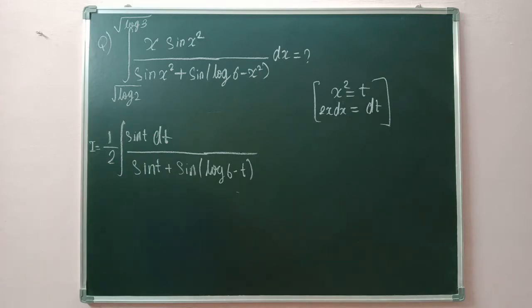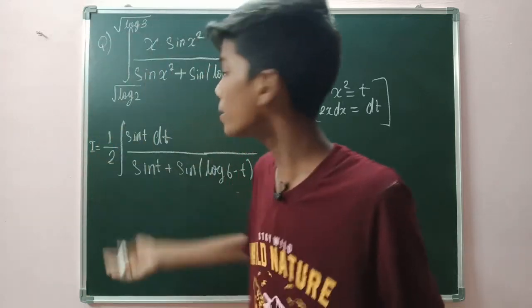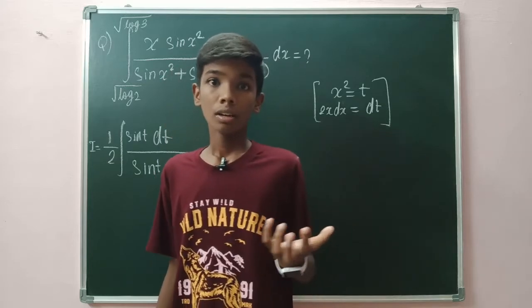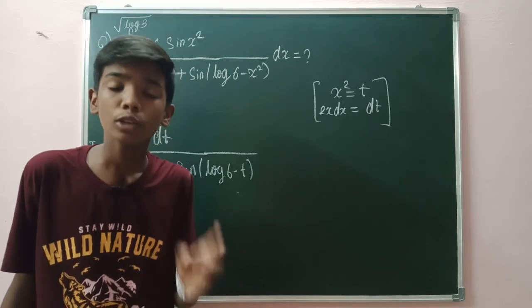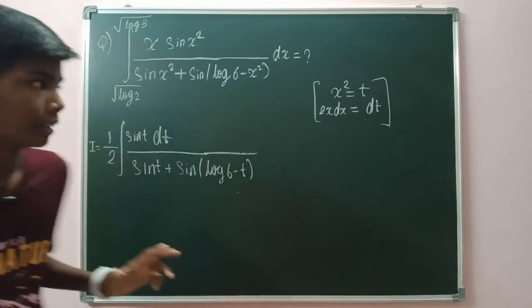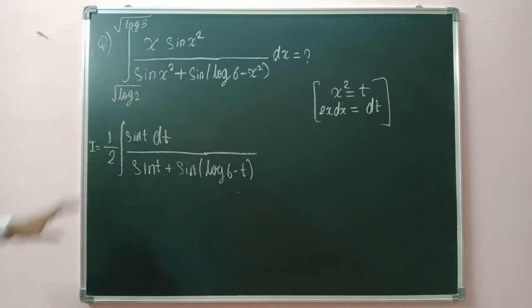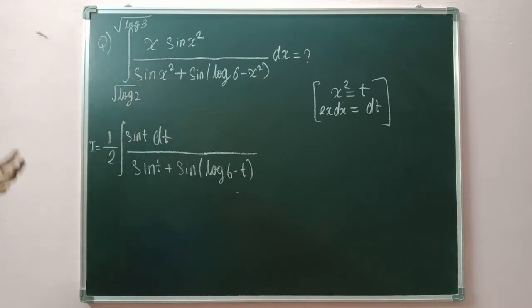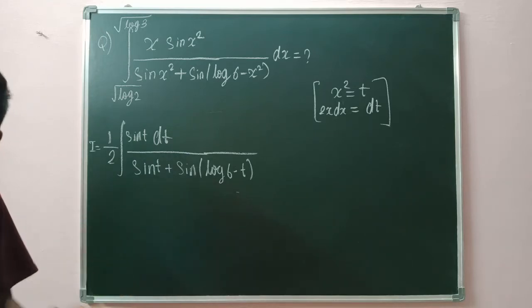But what will be the limits here? I took this as I, no problem in that. But what will be the limits? If you know the limits only, you can use the King's rule. Now I know that you guys will do one silly mistake. You will directly write the lower limit as root of log 2 and your upper limit as root of log 3 because it is given in the question. This is the common mistake which everyone does.